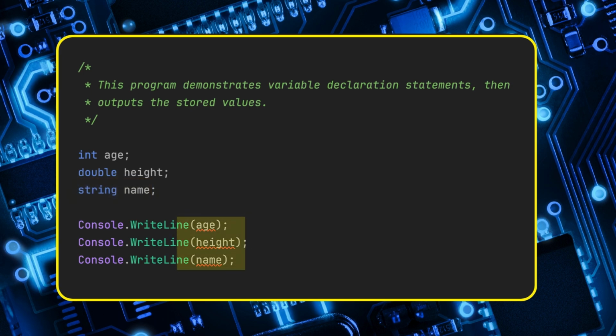When I try to refer to these variables in write-line statements, I get a compiler error. Remember that declaring variables only reserves space in memory. We still need to put values into those cups.